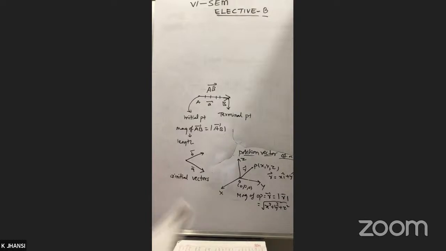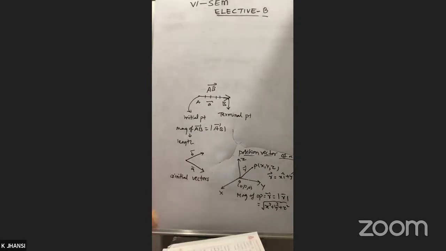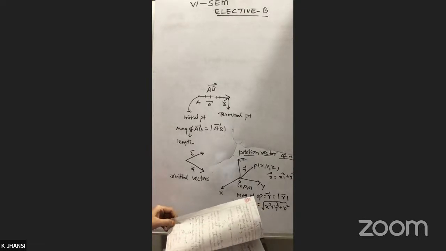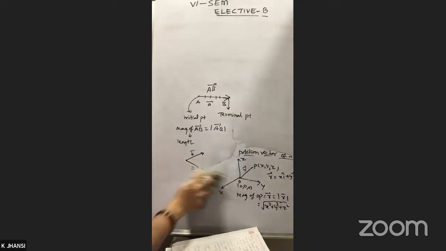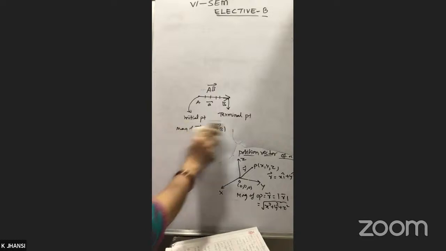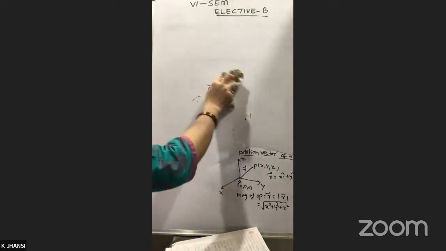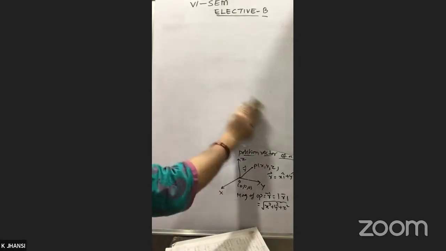Next we have the types of vectors, meaning how many types of vectors there are. In that, the first one is equal vectors. Equal vectors means two vectors that have the same direction and also the same magnitude. If two vectors have the same direction and magnitude, then we call them equal vectors.